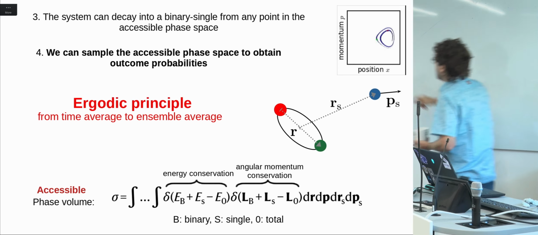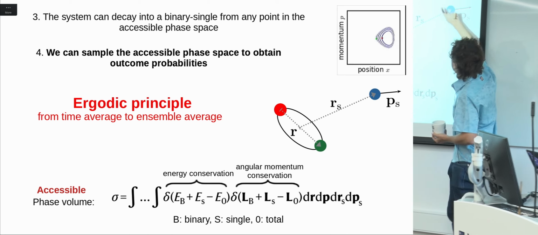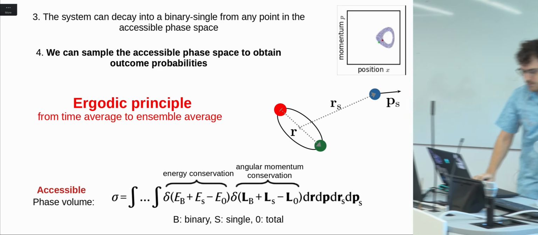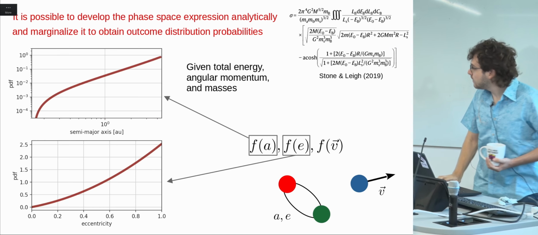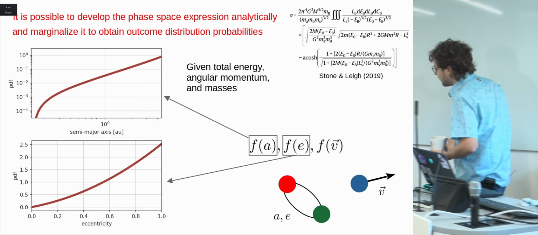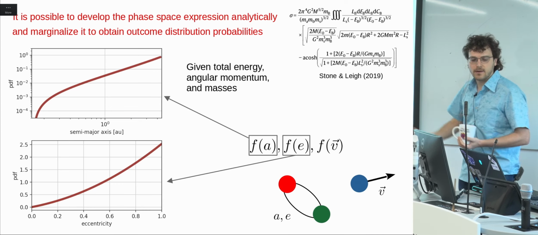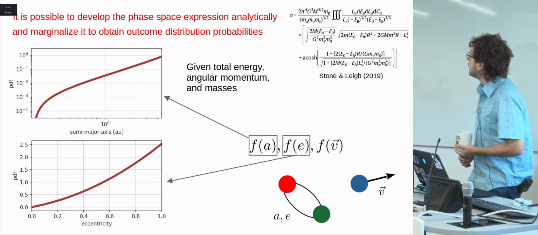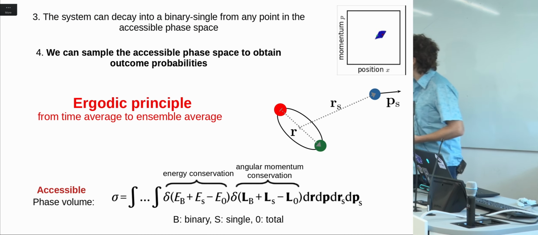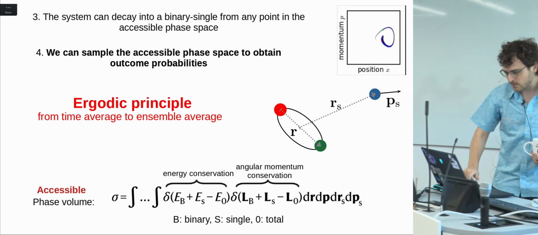So we need to assume that this single comes from the binary, because if this single came from that direction, we know it was not ejected from an interaction. So causality is the constraint that makes our phase space finite instead of infinite. If you were to integrate the phase space without any constraint of causality, this integral would just go to infinity.